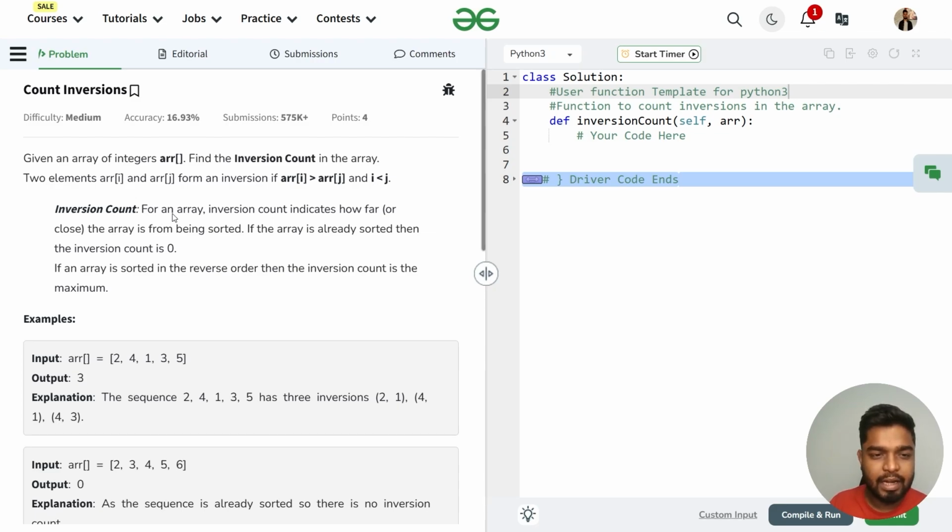So inversion for an array indicates how far or how close the array is from being sorted. For example, if the inversion value is 0, this means that already the array is sorted. But for the case of reverse sorted array, the inversion count is the maximum here. Let's understand this through some examples here.